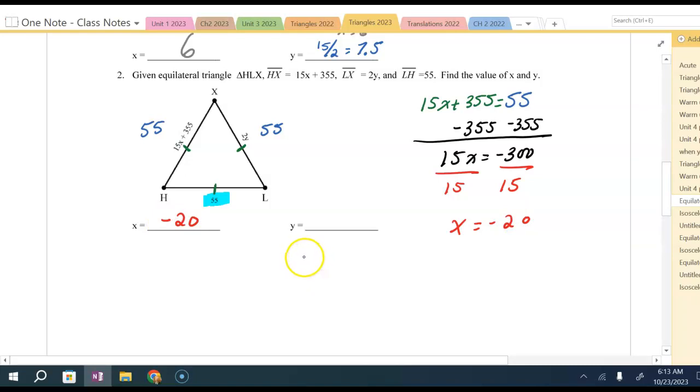To solve for y, 2y is equal to 55. We could divide by 2. So y is 55 over 2. I'm perfectly fine if you leave that as your answer. If you get a decimal, it is 27.5.